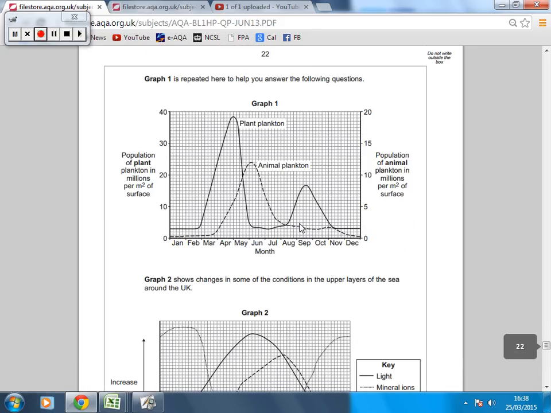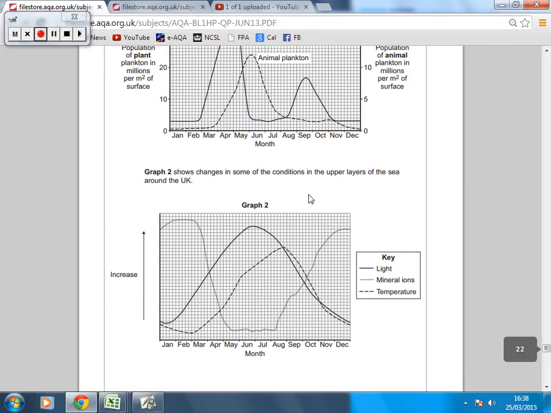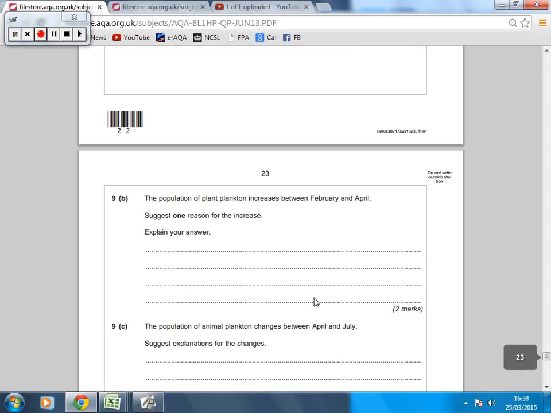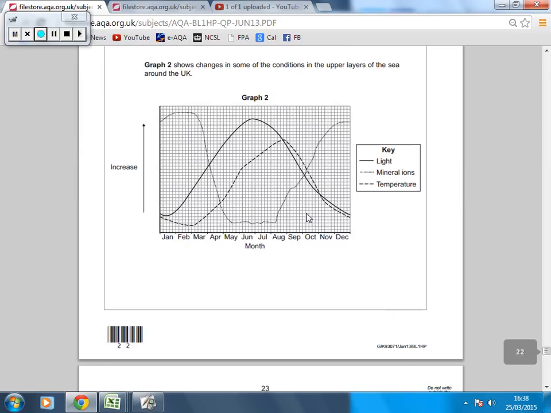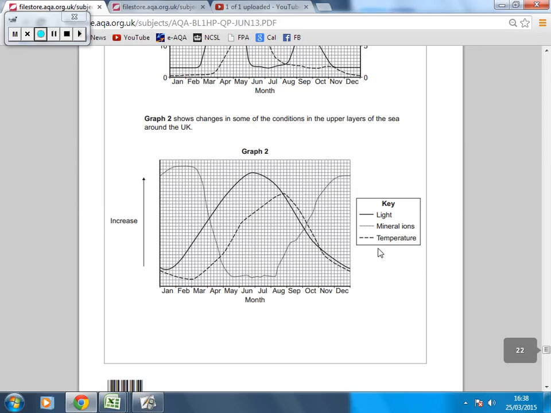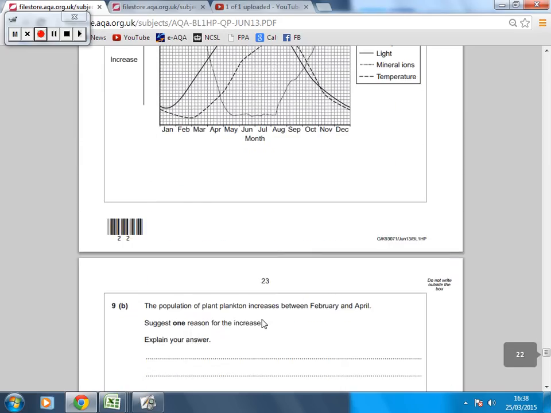Next one, they've repeated the graphs for you there, and then graph 2 shows changes in some of the conditions in the upper layers of the sea around the UK. So we've got light levels in this line here, mineral ions in the water, which are obviously going to be useful for growth, aren't they? And then we've got temperature. So obviously the higher the temperature, the more we're going to get growth happening. So the population of plant plankton increases between February and April. Suggest one reason for the increase. So look at this graph. Why would it increase in that time frame?